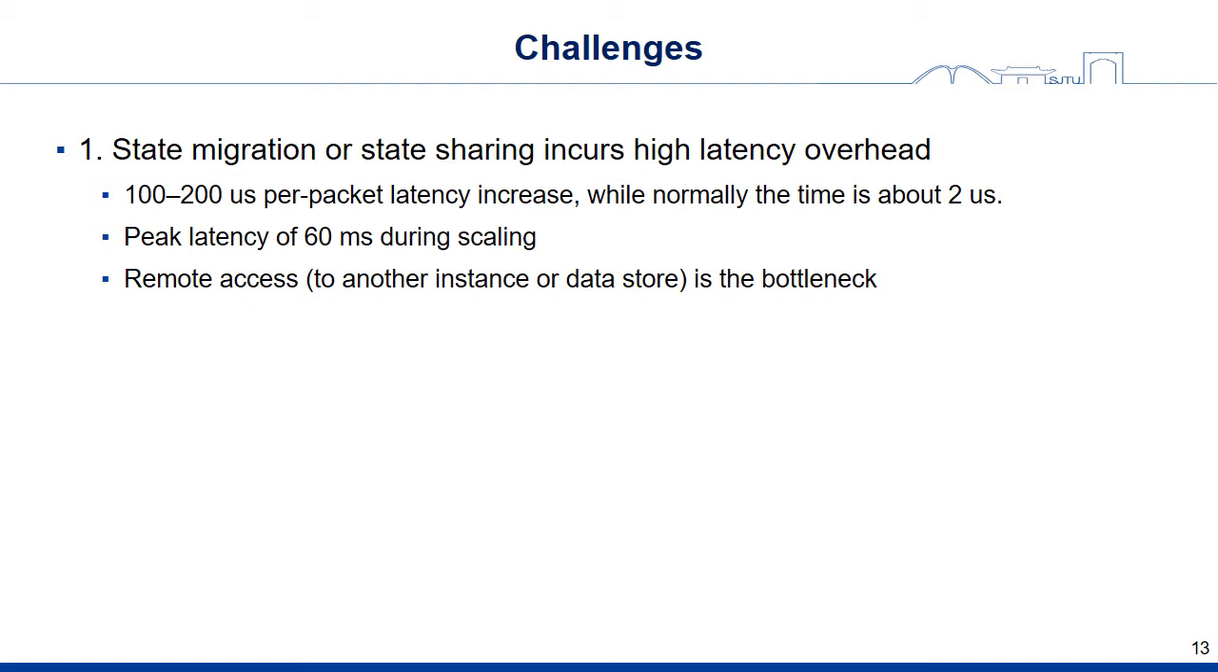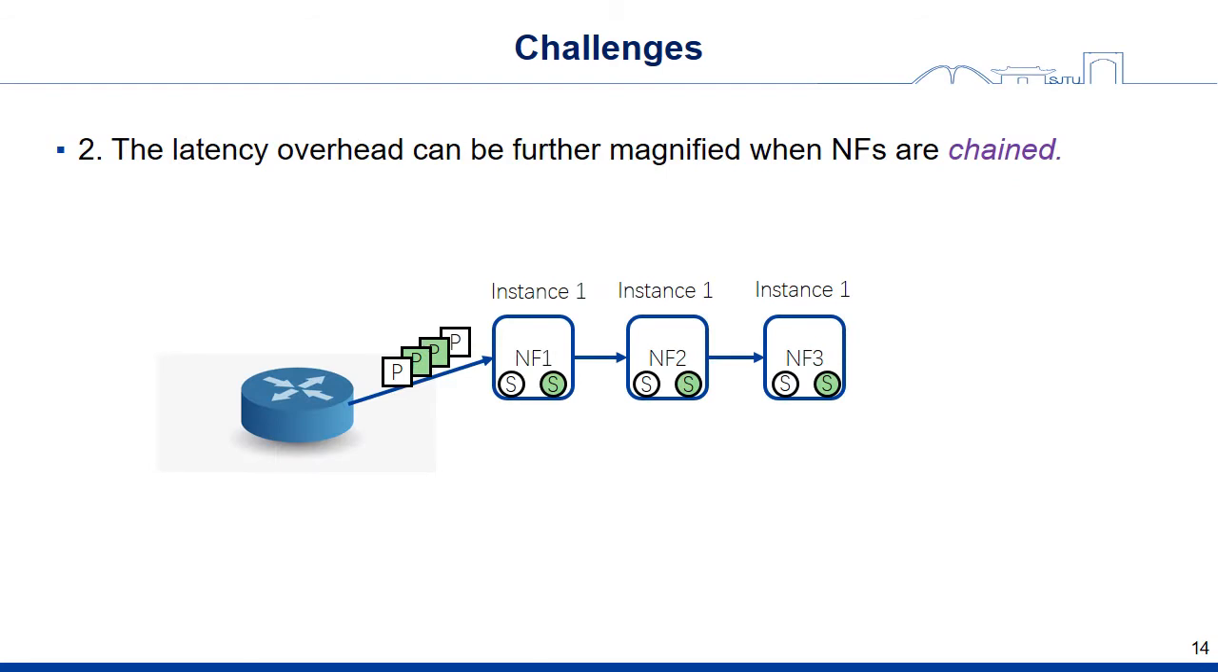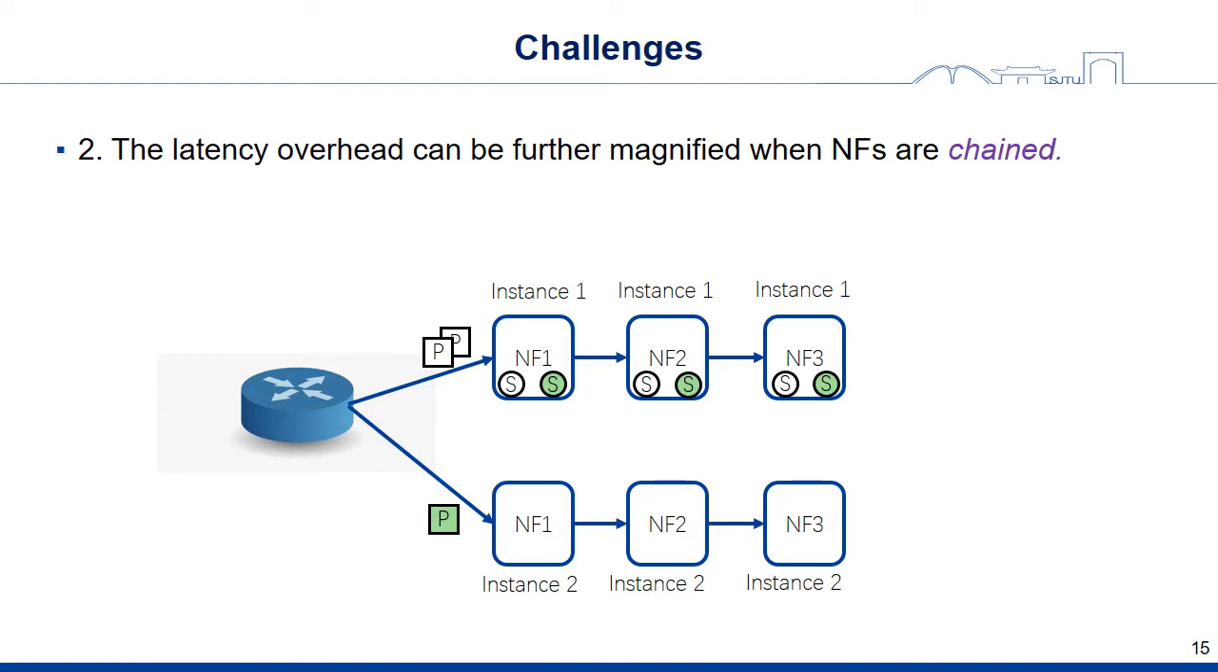Fundamentally, the high latency is caused by the network round trips. From this perspective, the two approaches share the same bottleneck, which is the remote access to other instances or to the external database. Let's imagine a more practical scenario. The NFs are often connected to form a chain, as a single NF is not enough to implement a complex service. In this case, the latency overhead when scaling out the NF chain can be magnified.